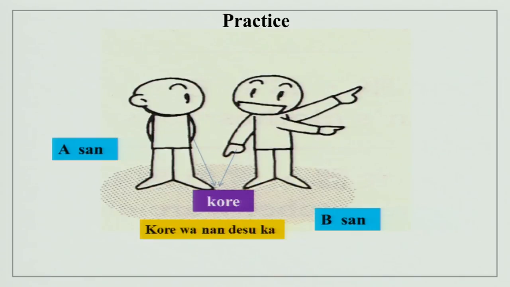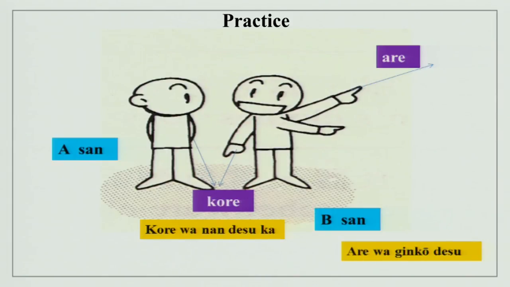Now we have B-san pointing somewhere. Let us see what it is. It is far away from A and B both. Are. Are wa ginko desu. A-san could easily ask, are wa nan desu ka? And B could say, are wa ginko desu, or vice versa. This is what we had done last time. This is a small recap, a revision of what we had done last time.